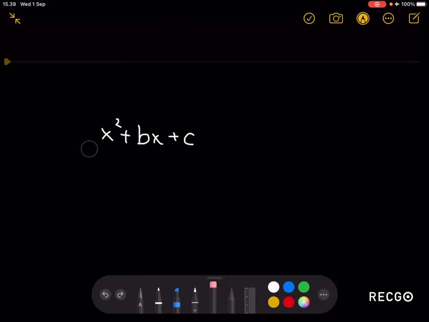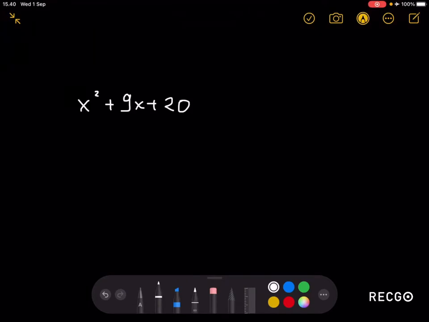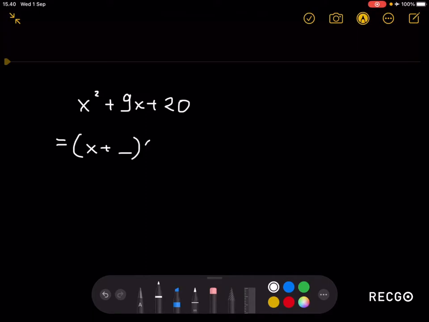In other words, we have our a equal to 1, or in other words, the leading coefficient of this quadratic is equal to 1. So first, let me just demonstrate an example. Consider the expression x squared plus 9x plus 20. Note that if you want to factorize a quadratic expression, you need to express it as a product of two linear expressions. We can assume that this is expressible as x plus blank times x plus blank. Notice that our blanks here are unknown constants, and then we need to find what these constants are.